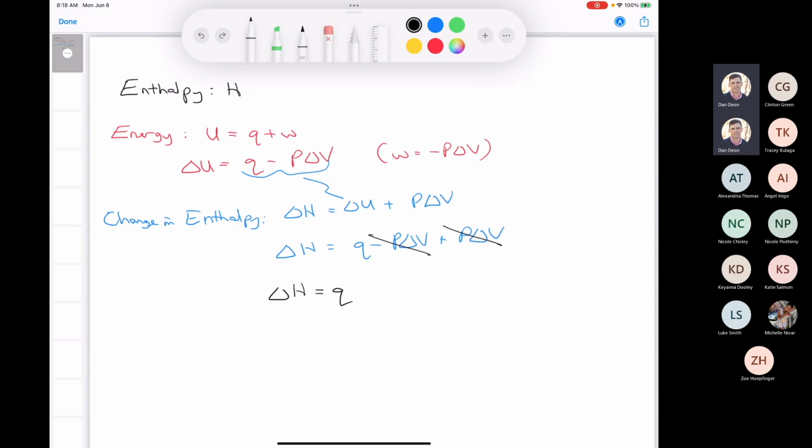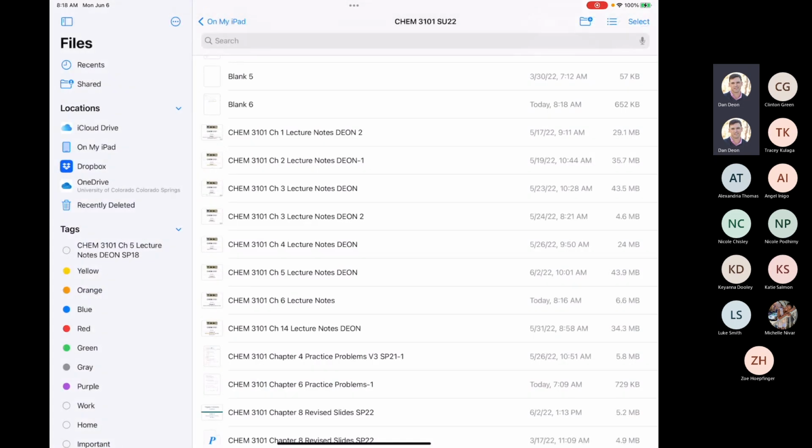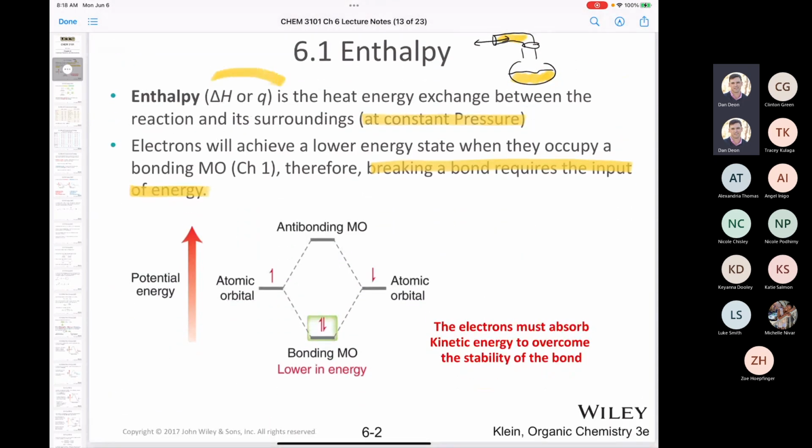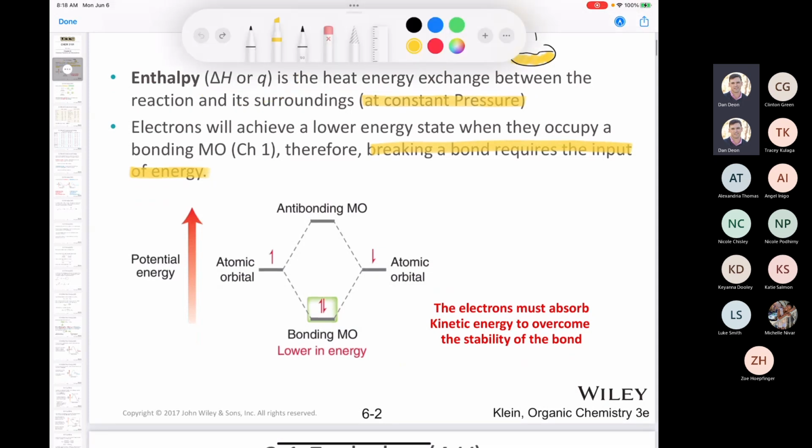Notice we're not talking about delta P, we're only talking about a constant pressure. So delta H is equal to Q at constant pressure. And so again, that is our definition of enthalpy in organic chemistry, because we almost always run our reactions at constant pressure, and that's the only thing that we're going to be discussing in this course. So if we go back to our lecture slides, we see that delta H, we can also define it as Q. And so that's a little bit of review of where that comes from.